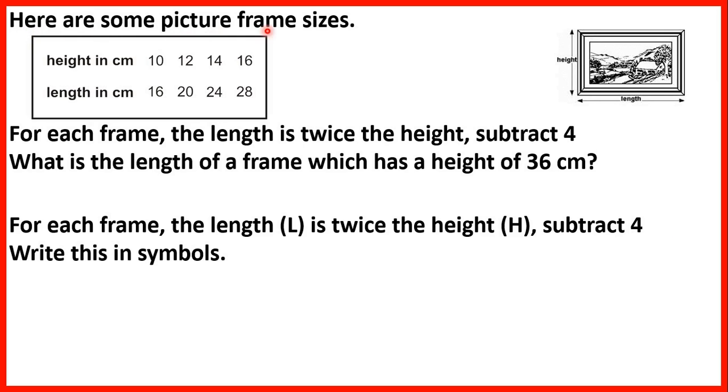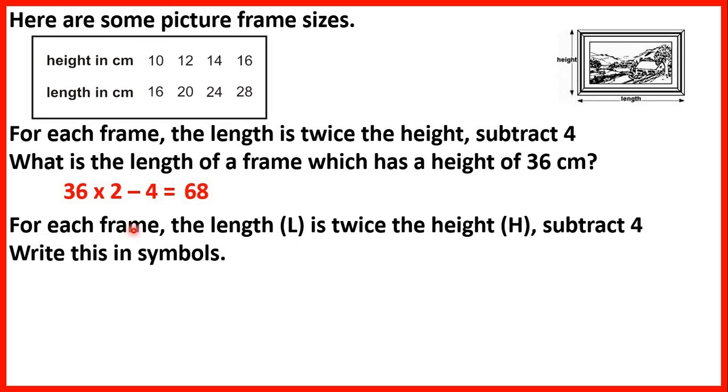Here are some picture frame sizes. For each frame, the length is twice the height, subtract 4. What is the length of a frame which has a height of 36 centimeters? So we need twice 36, or 36 times 2, minus 4. 36 times 2 is 72, minus 4 is 68. So the length is 68 centimeters.